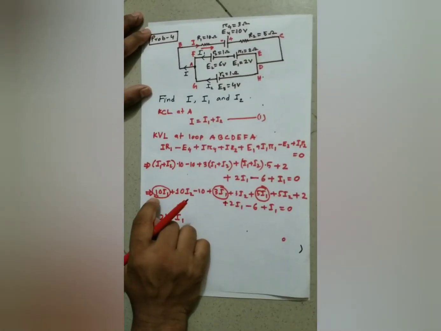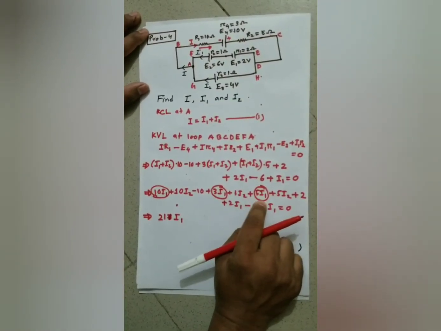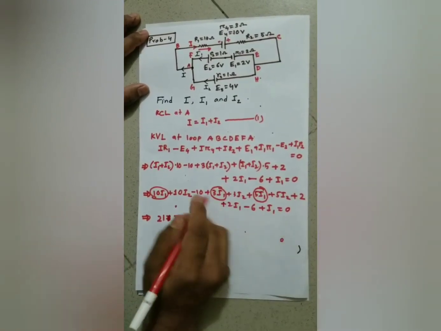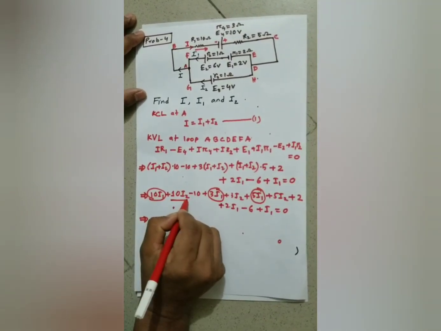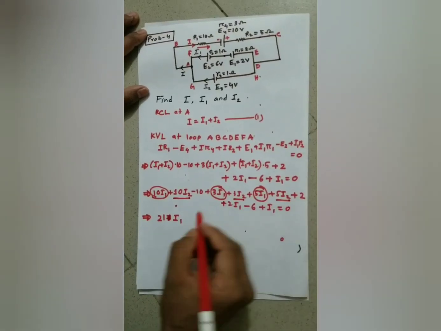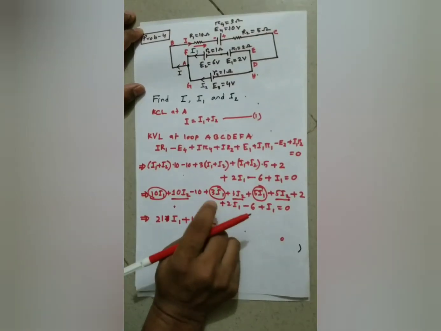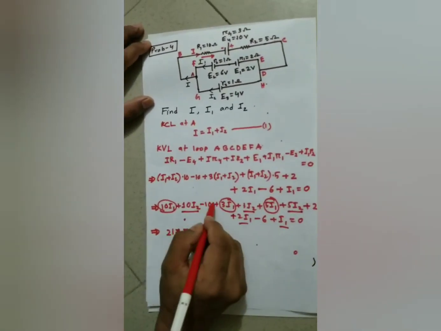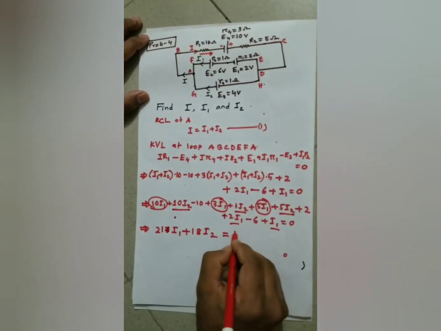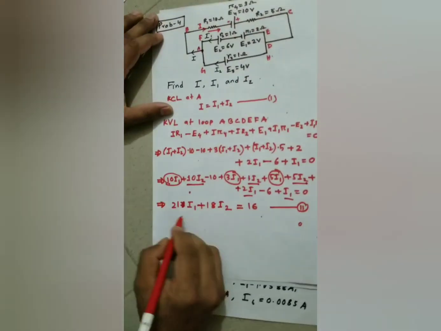Again I calculate: 10I1, 13I1, 18I1, plus 2I1, plus 1I1, that means 21 I1. Now 10I2, 13I2, 18I2, that means plus 18I2, and minus 10 minus 6. If we alternate the side, that will be plus 16. That is equation 2.